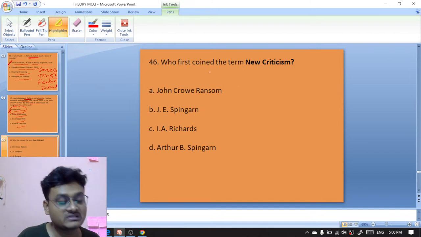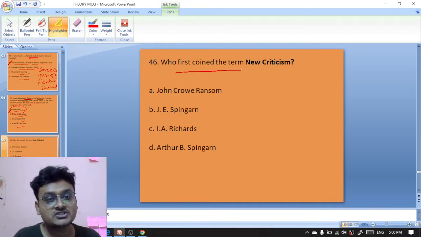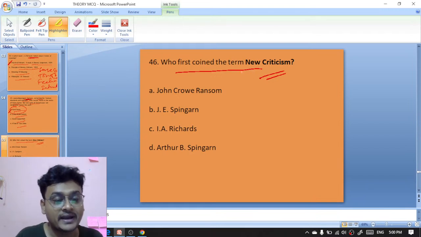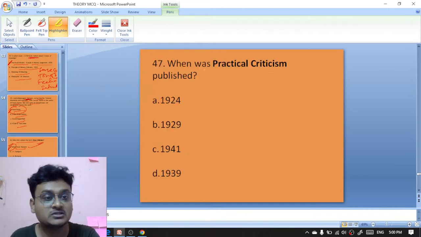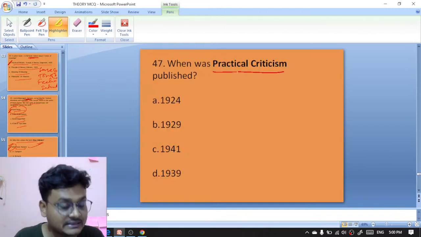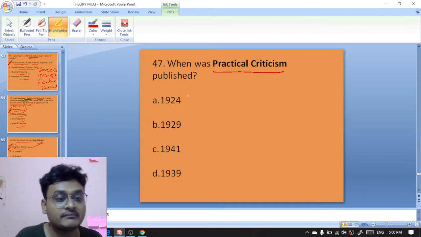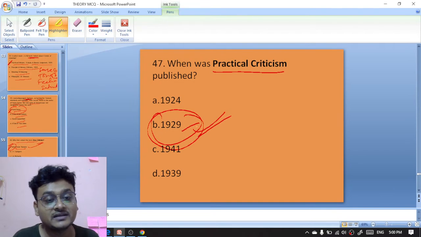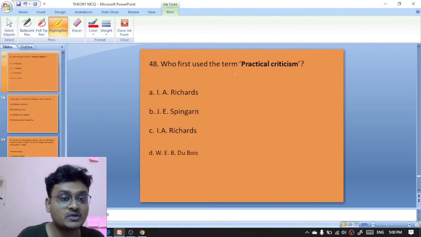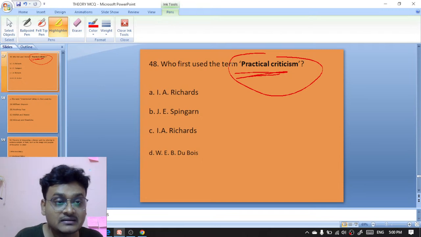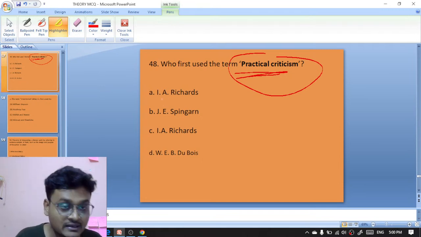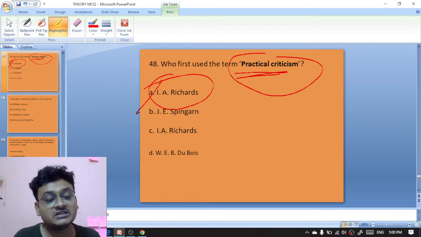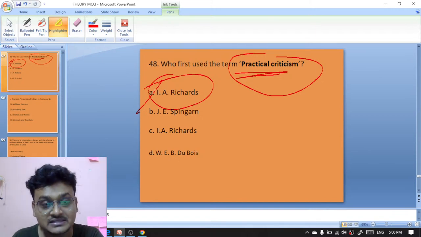Now move to question number 46 here. Who first coined the term New Criticism? The term New Criticism was coined by John Crowe Ransom. So A is the right option here. Moving on to question 47. When was Practical Criticism published? Practical Criticism was published in the year 1929. Next question. Who first used the term practical criticism? Practical criticism was for the first time used by I.A. Richards. A is the right option over here.